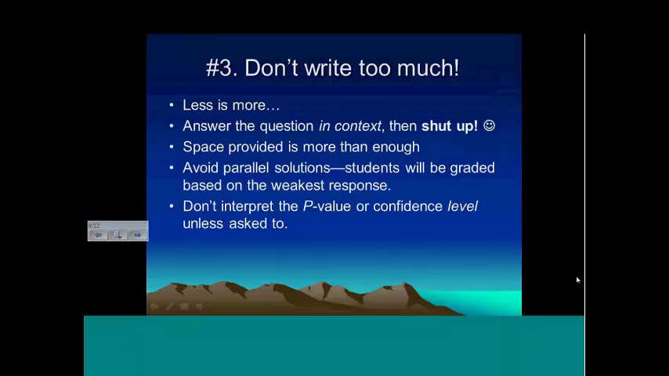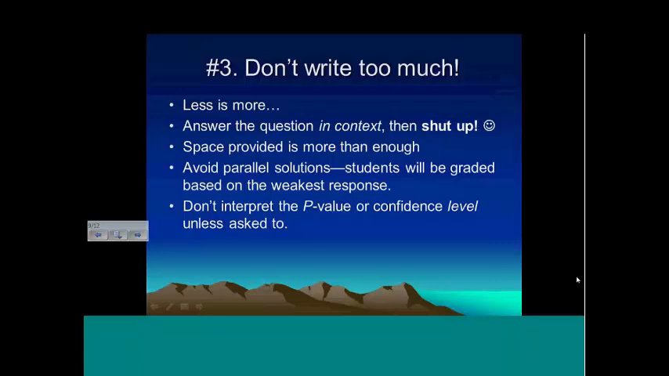By interpreting the p-value, I mean something like, assuming the null hypothesis is true, there's a such and such probability of getting results like ours or more extreme by chance alone. Or the confidence level would be if we did lots and lots of random samples of this size and computed lots and lots of intervals from those samples, about 95% of the intervals would capture the true parameter. Those are good interpretations that students should be ready to do if they're asked to, but they shouldn't volunteer those as part of a regular inference question because students honestly mess them up quite easily, and that will lower their score.